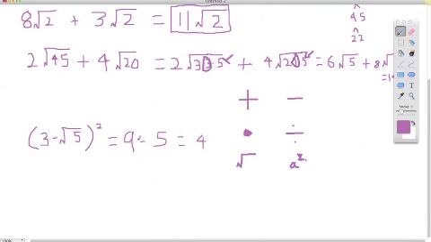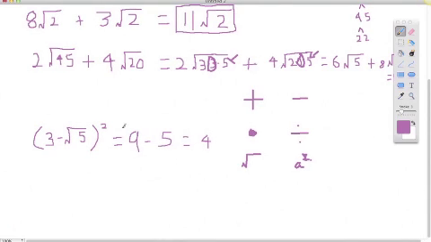So that's going to give you 9 minus 5. You might think, so we're going to basically times 5 times 5? No. Squaring a square root is just getting rid of the symbol. It's not adding anything. It's not timesing the number inside by itself. It's just getting rid of the square root.